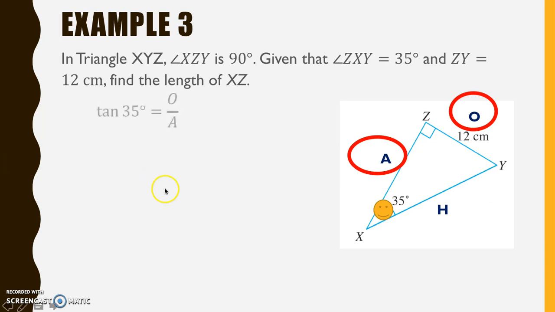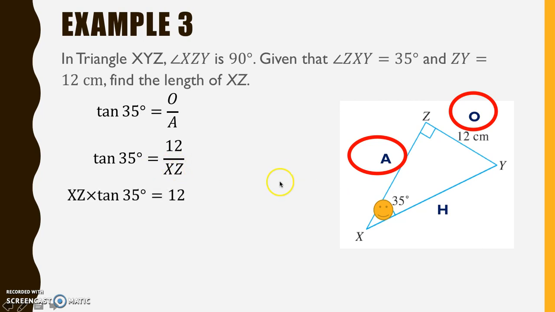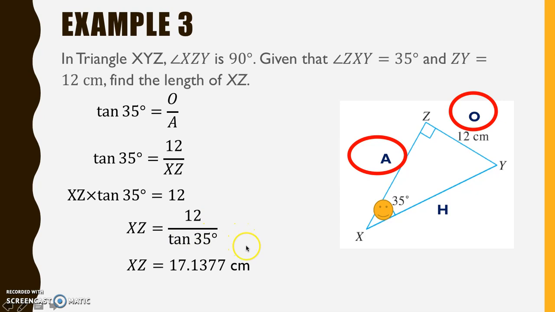So you put tangent 35 degrees equals O over A. Substitute it in: tangent 35 degrees equals 12 over XZ, which is what I'm trying to find. From here, you should be able to do the algebraic manipulation. XZ times tangent 35 degrees equals 12. XZ equals 12 over tangent 35 degrees. Key this into your calculator, and you should get XZ equals 17.1 centimeters.